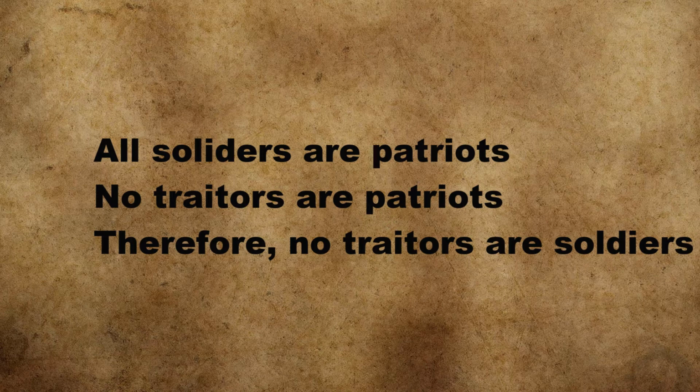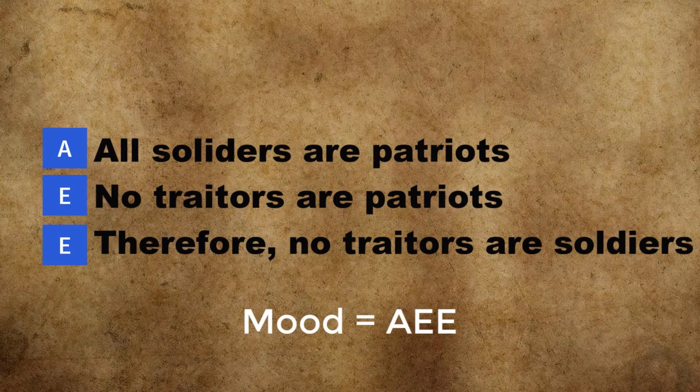Determining the mood is very easy. Once your syllogism is in standard form, you simply identify the letter names of each statement. So in this example, all soldiers are patriots is an A statement, no traitors are patriots is an E statement, and no traitors are soldiers is also an E statement. So the mood of the categorical syllogism is A, E, E.